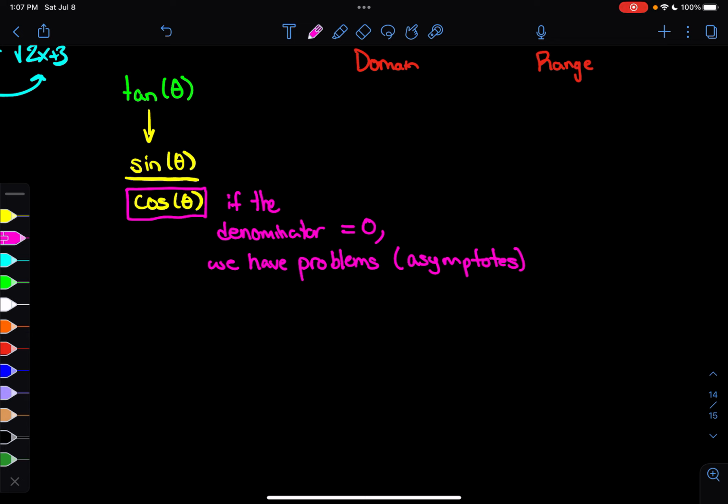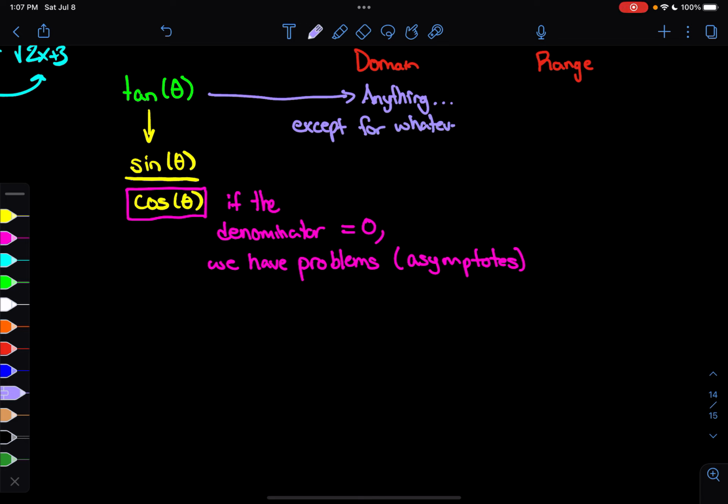So essentially, so far, our first guess is that the domain of tangent could be anything. And then we have to modify that, right? Except for whatever values of theta make cosine of theta equal to 0, right? Because then we have trouble.